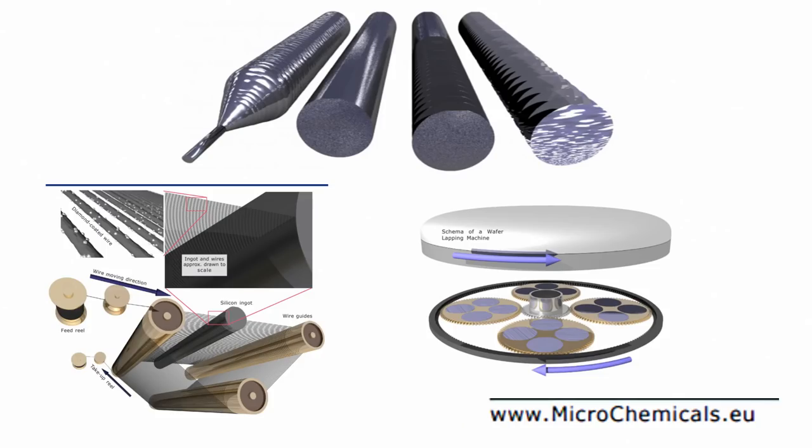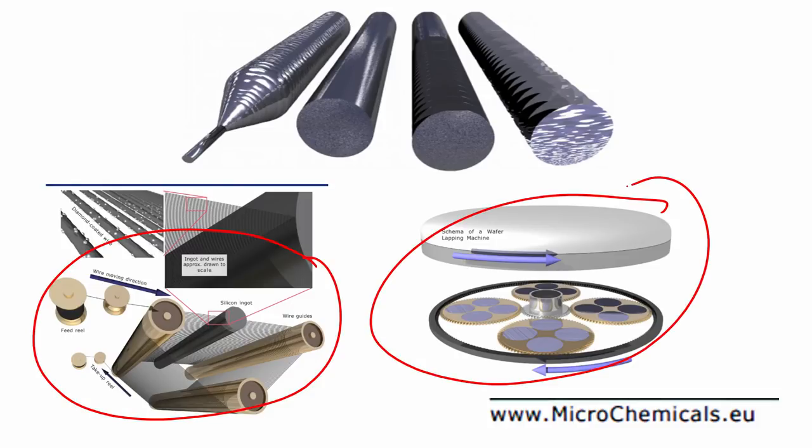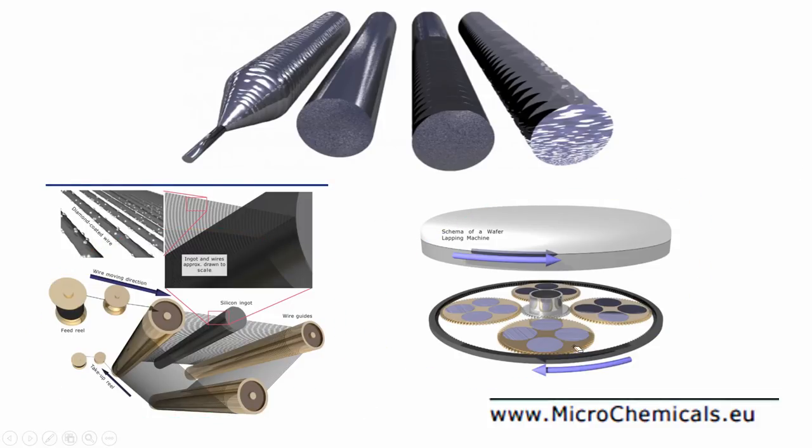If you see this further, you can see that these are ingots, and when you want to slice the single wafer from the ingot, you have to use a diamond coated wire. The procedure is shown here, and then the lapping machine, the schematic is shown here. This lapping and polishing is used to polish the surface of the wafer.